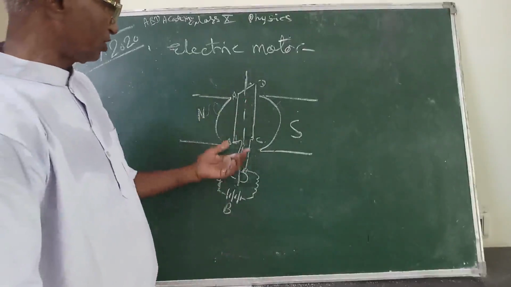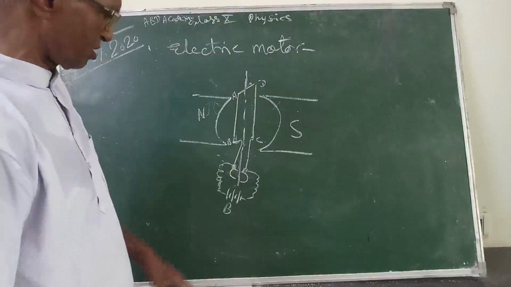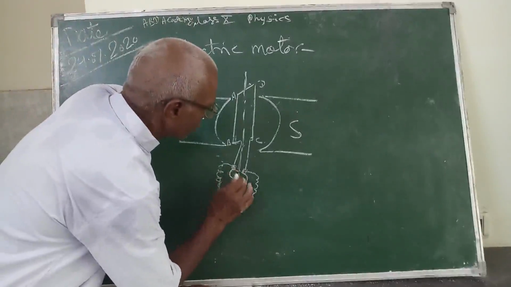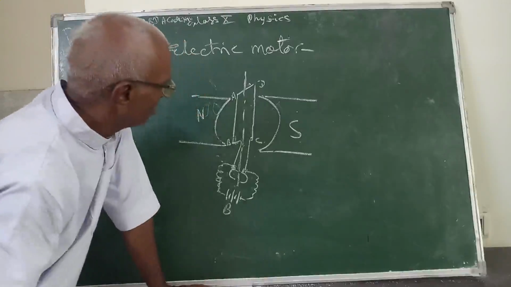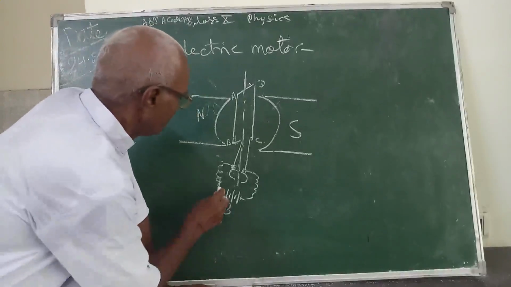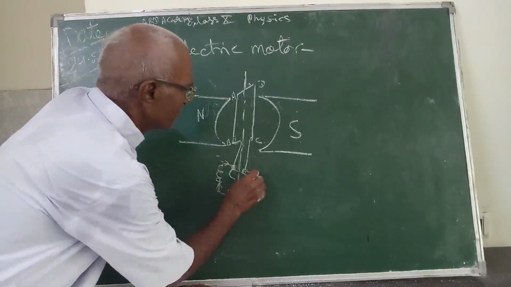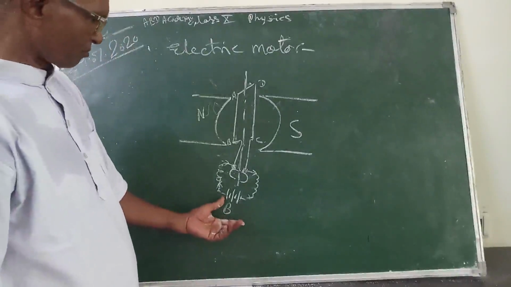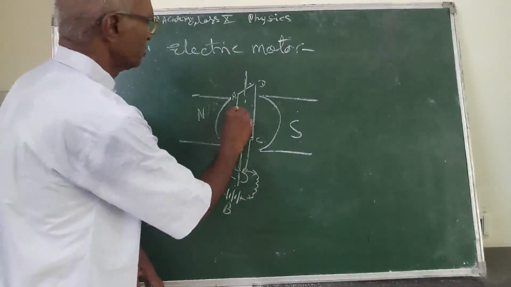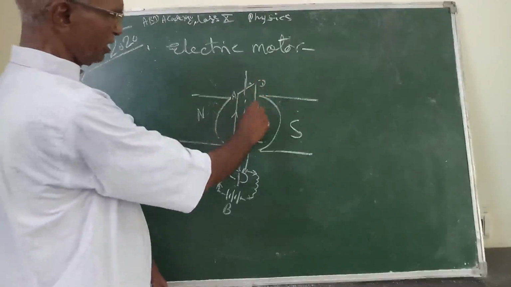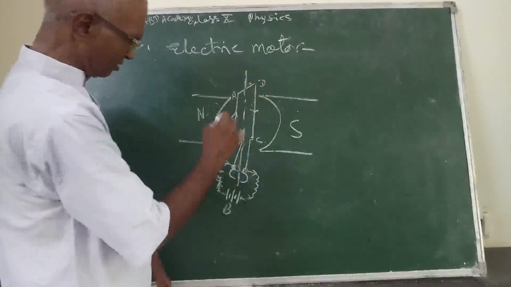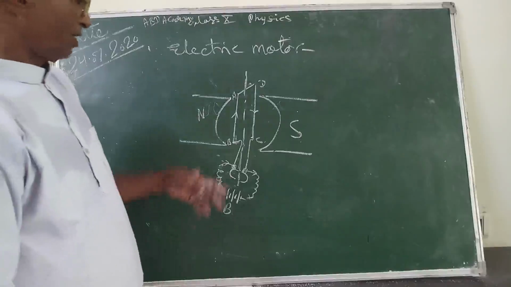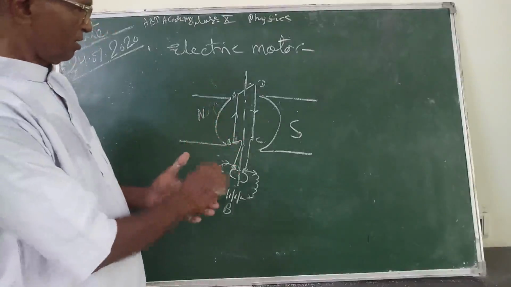And there is the coil ABCD through which electric current is passed, and two halves of the commutator are here as shown in the figure, which are connected with a battery which produces a DC current in the circuit. Suppose when the battery is on, current passes from B to A, goes from A to D, then D to C, and returns again to the battery. The circuit is completed.